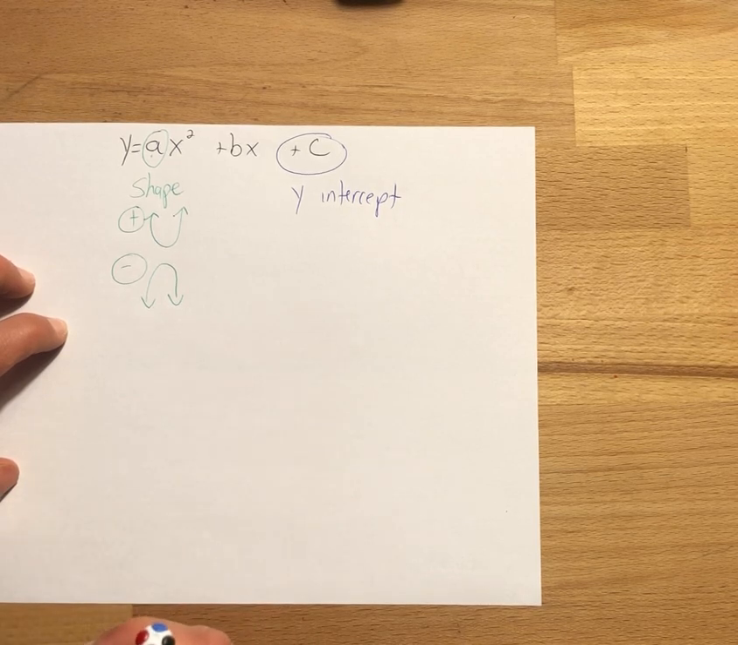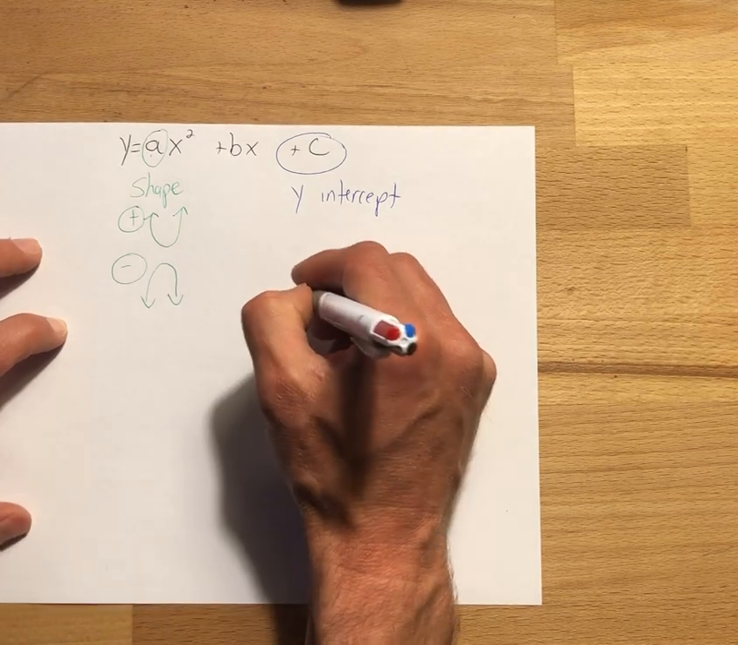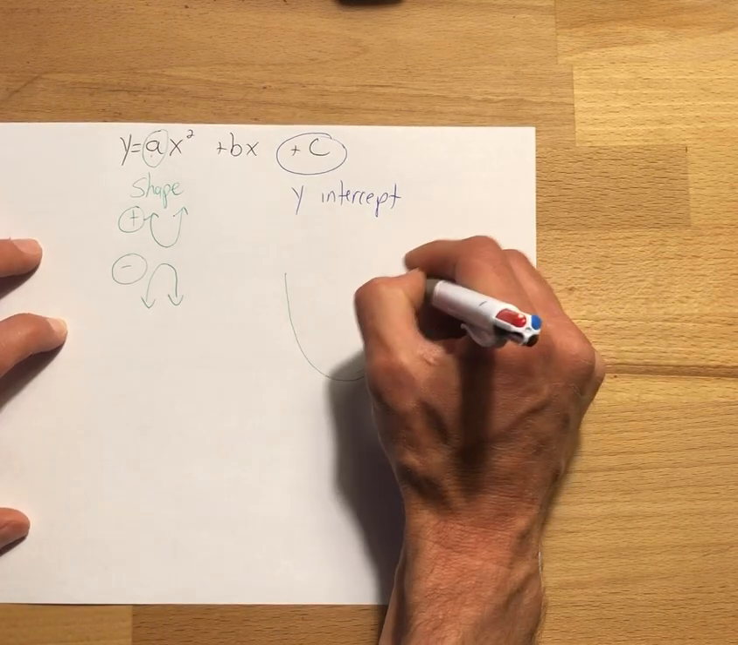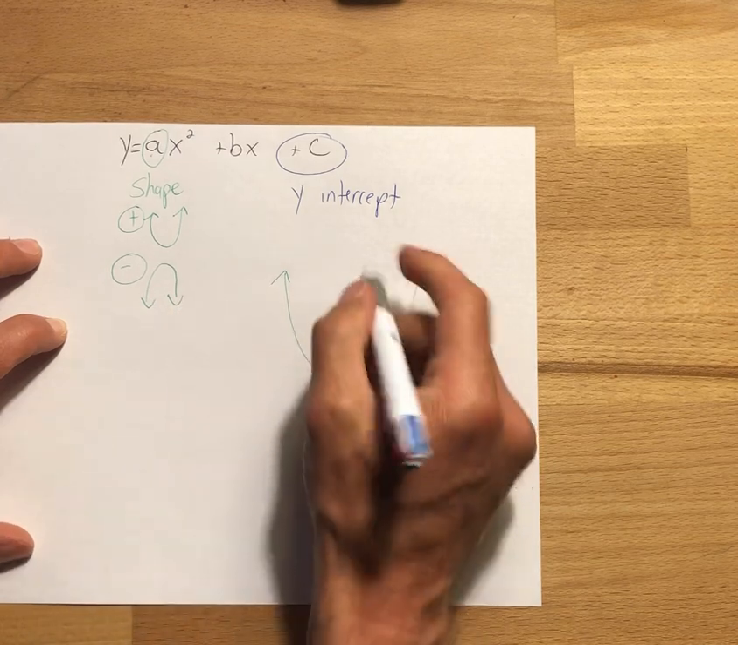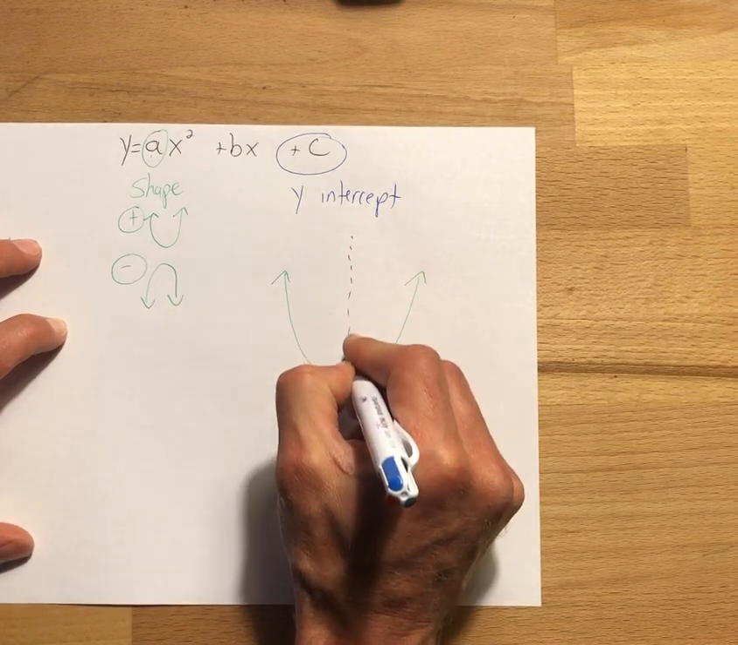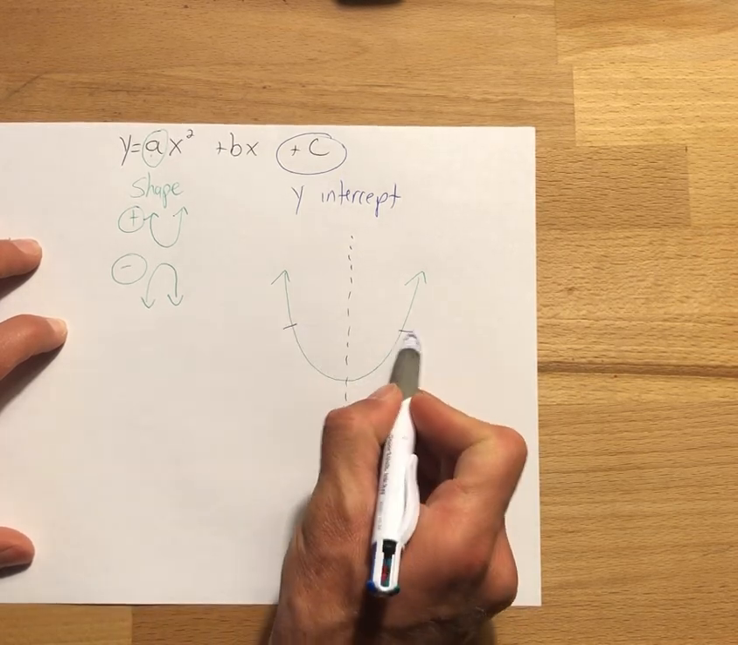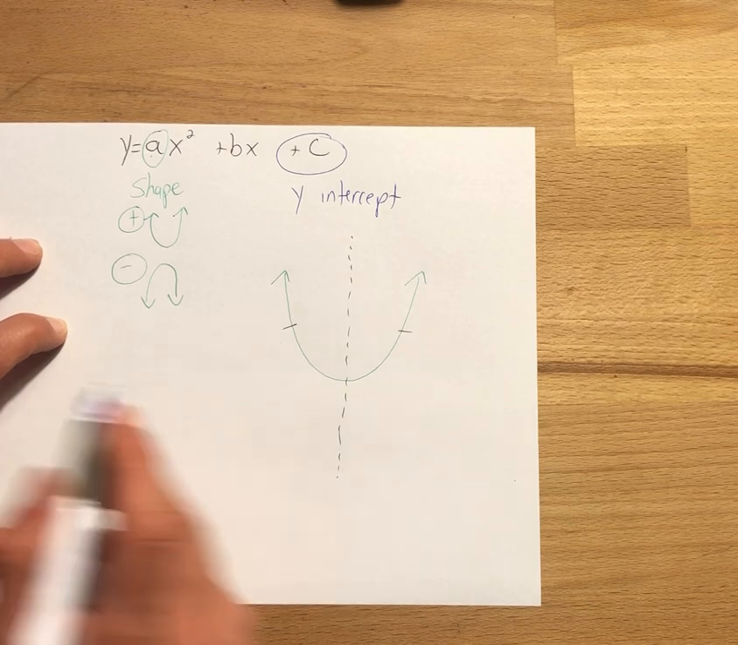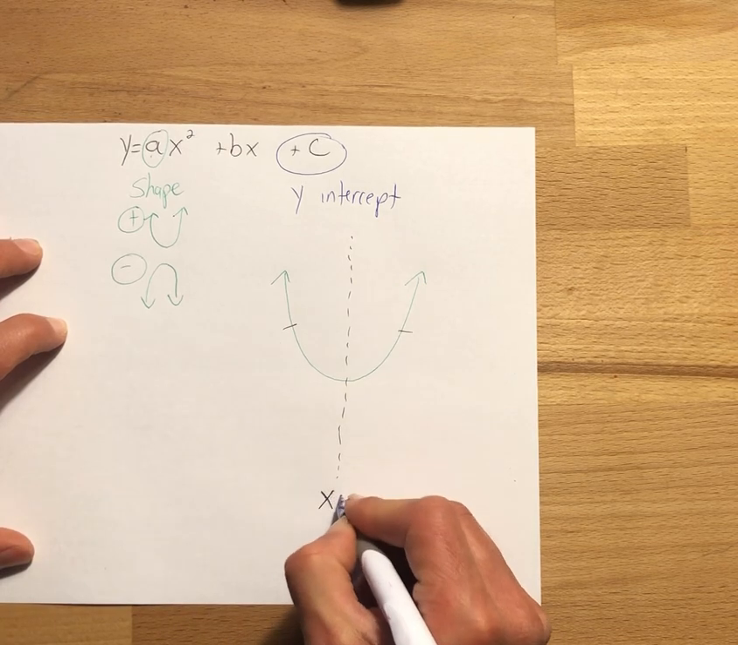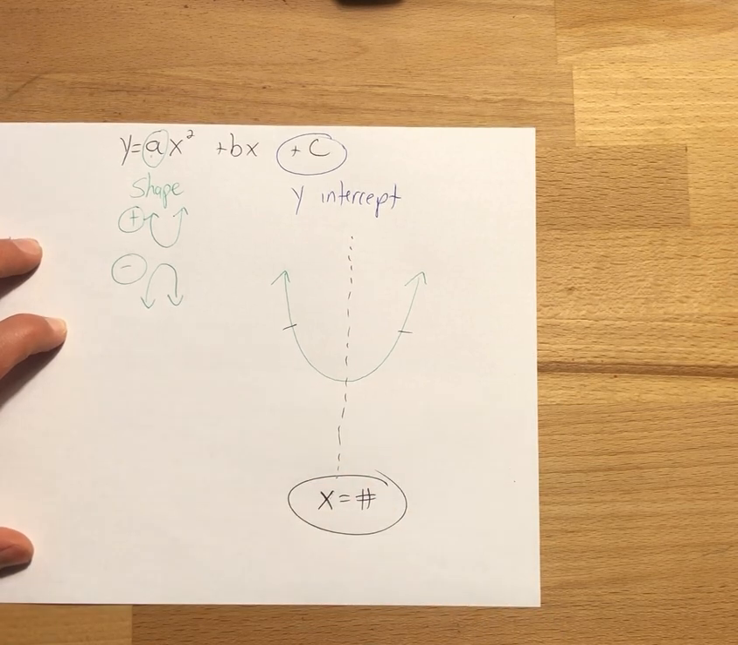On the first page of notes, it talks to you about something called an axis of symmetry. In a quadratic, an axis of symmetry is an imaginary line that cuts the quadratic directly in half. So this side is congruent to this side. And this is always an x equals some number line, which I'll talk to you about in a little bit.